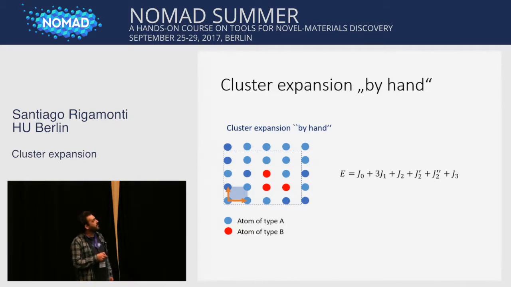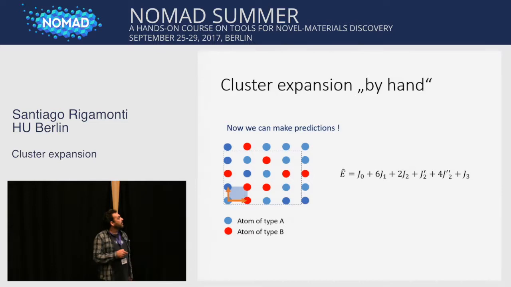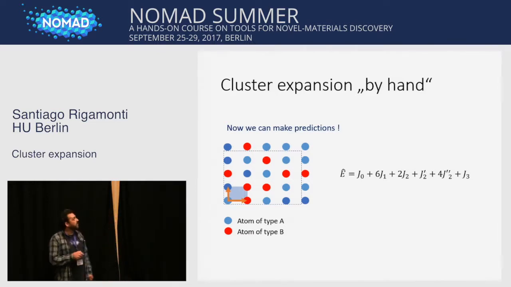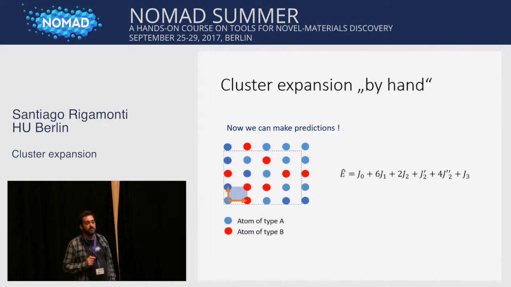For instance, here we have the pristine structure, 3 times the J1, the 3 different pair interactions, and then we have an additional term. Once we have this number, we can build an arbitrary structure, and by counting how many interactions we have of this kind, of every kind, then we can make a prediction. So this would be our predicted energy using this cluster expansion that we built.